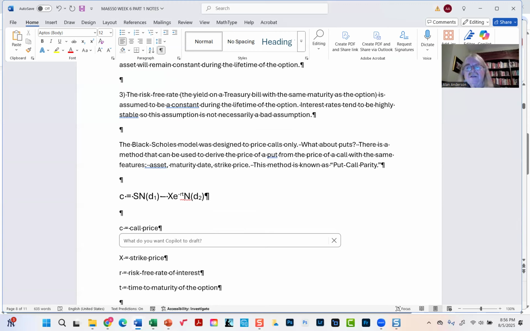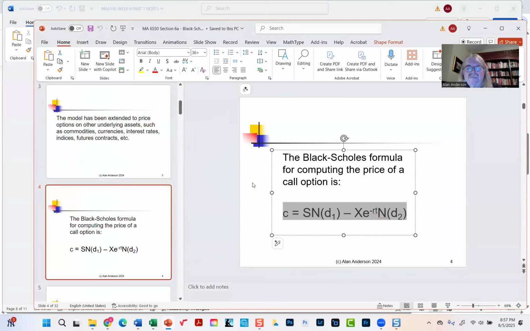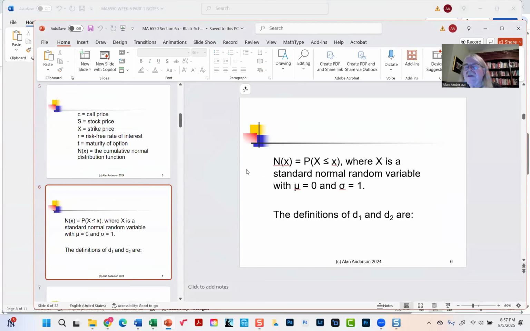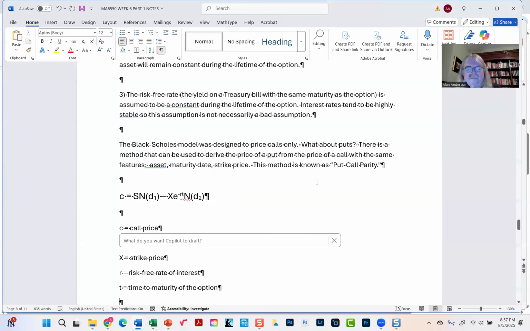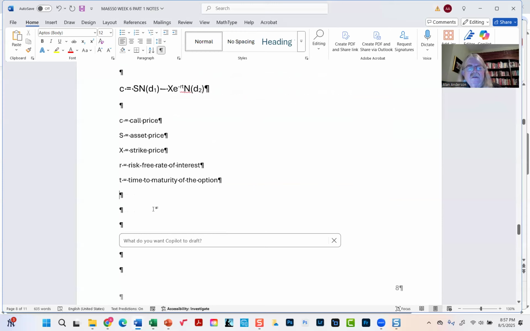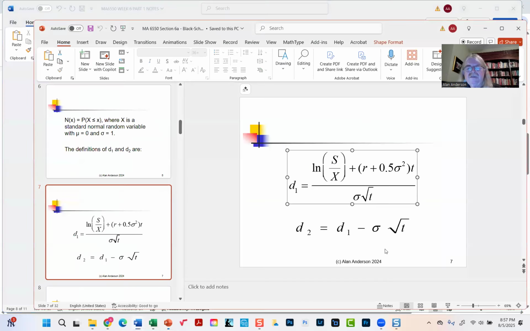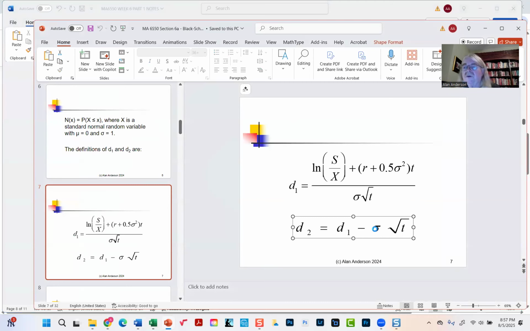Now, the other two parts, N and D1 and D2. D1 and D2 have separate definitions. They're listed separately because they're kind of messy. Yeah, you can see what I mean. So this is D1. And we also have D2, which is just derived directly from D1.